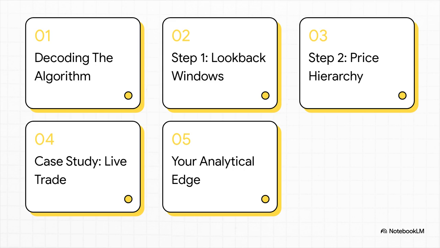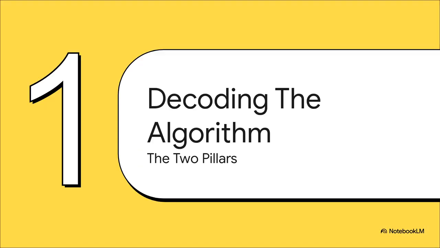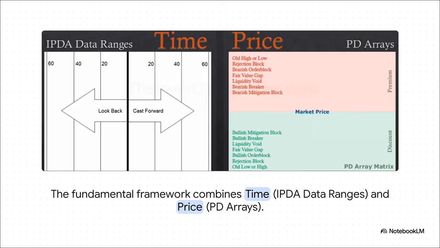Let's get into it. All right, first up, let's get to the core concept. To really understand where price is going, we need to start thinking like the algorithm that actually delivers it. And according to ICT, that algorithm runs on two fundamental pillars. And here they are, time and price. It's that simple, but the magic is in how they work together.